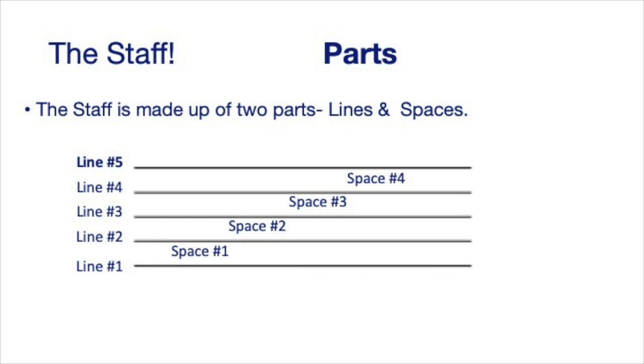The staff is made up of two parts. The first part is our lines. There are a total of 5 lines on our staff. I'll say that again because it's super important. The staff has a total of 5 lines. When we count them, we always count them from the bottom up. All the lines are going to be parallel and horizontal.